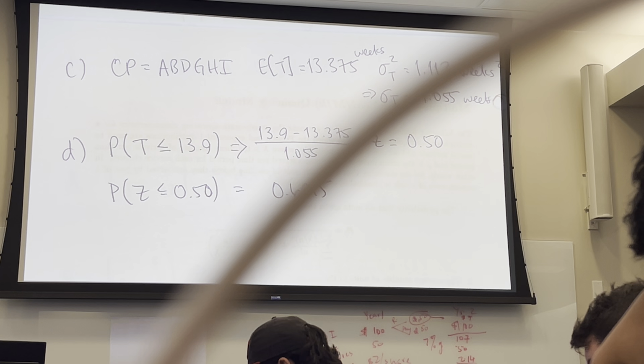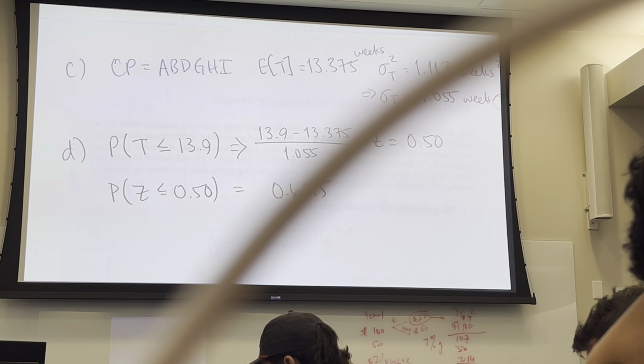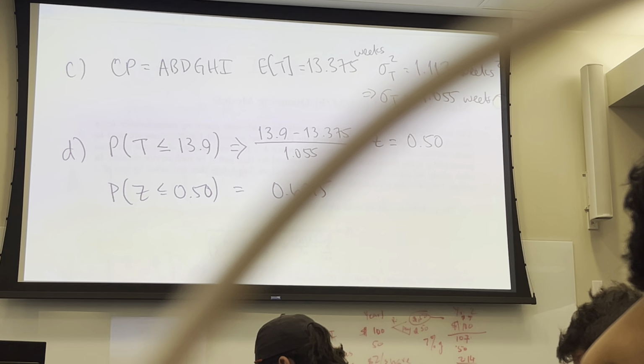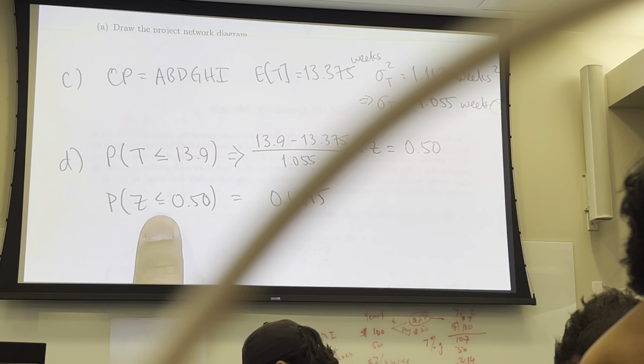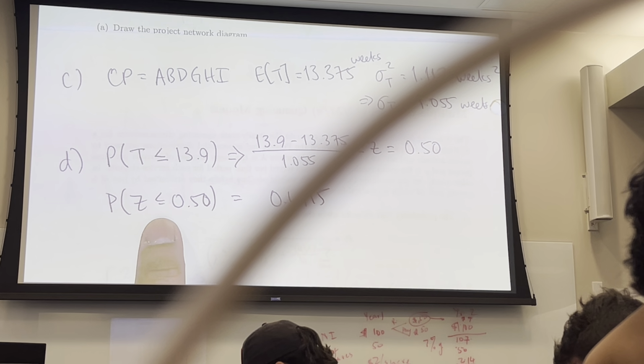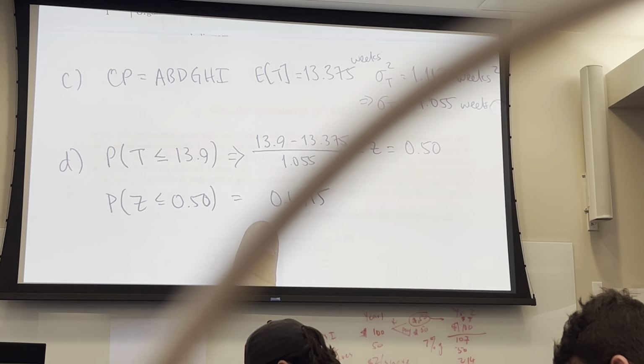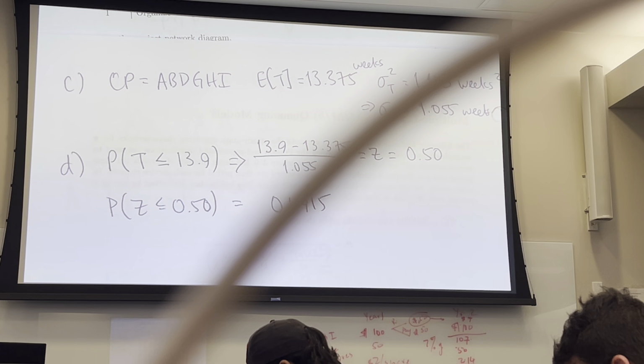Question, is that my answer? No. Remember, what does the table give you? It gives you the probability to the left of whatever z-score you look up. You gotta move your decimal over, because it says a probability, so it's 69.15%. You can convert it into a percentage if you want.